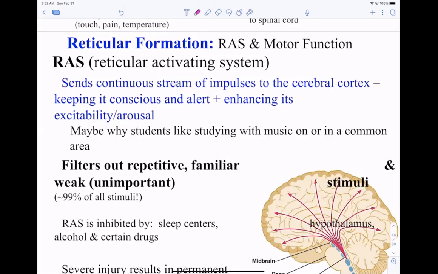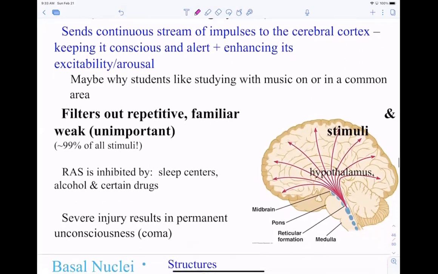So you're not having to process every single bit of sensory information, kind of like the white noise, right? If you really listen, there's usually some white noise somewhere, but you're able to filter it out with this reticular activating system. When you go to sleep, it becomes inhibited or goes to sleep. So your brain, your cerebrum, can stop being active.